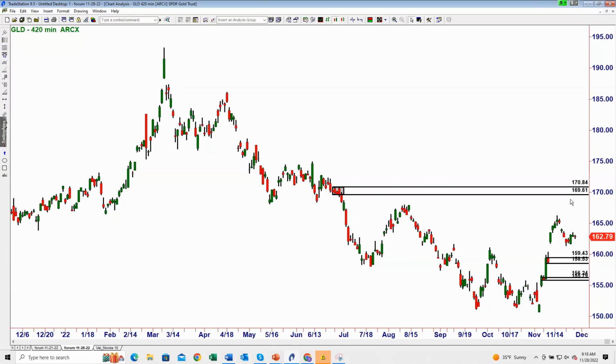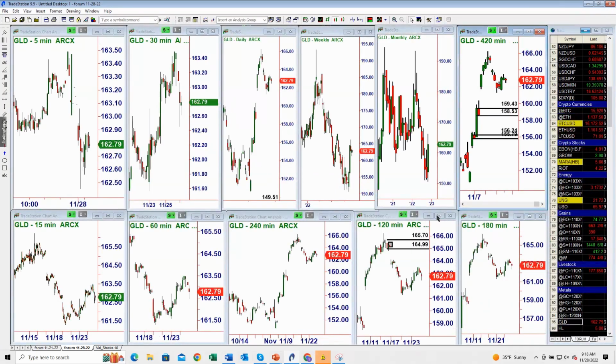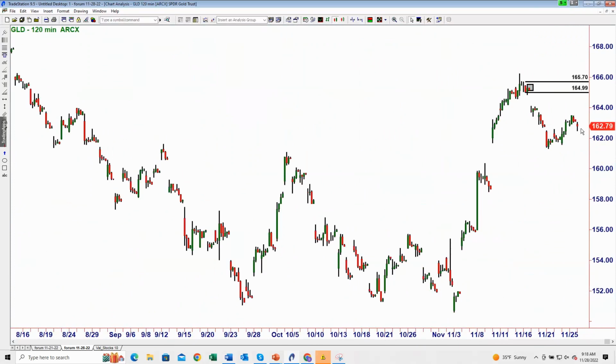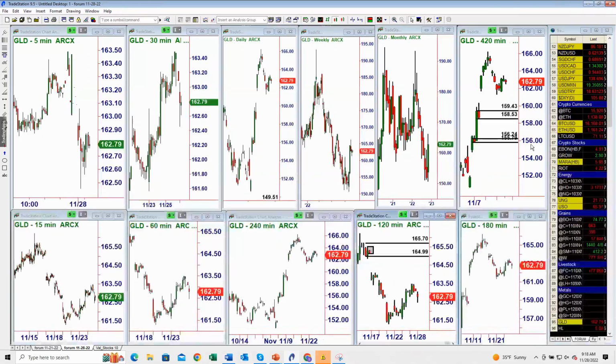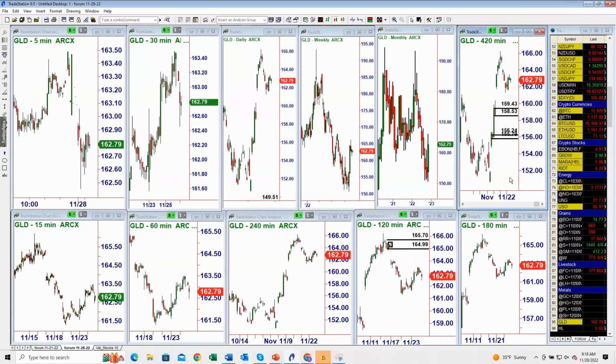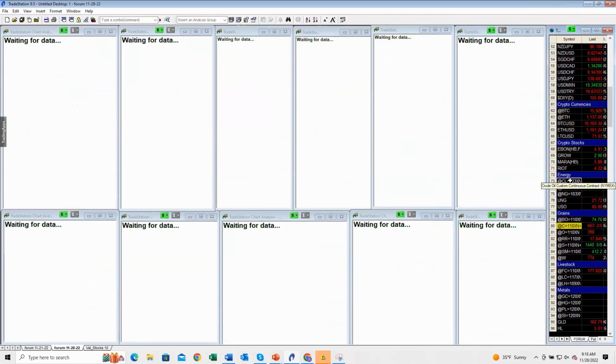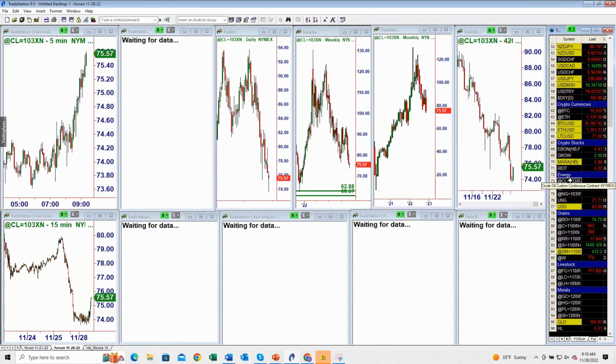Above the range, there's the 169.60. Before we get there, however, we have the 165 supply sitting above. We're not close to either of those, so we don't need to spend a lot of time there. And next, let's go to oil.